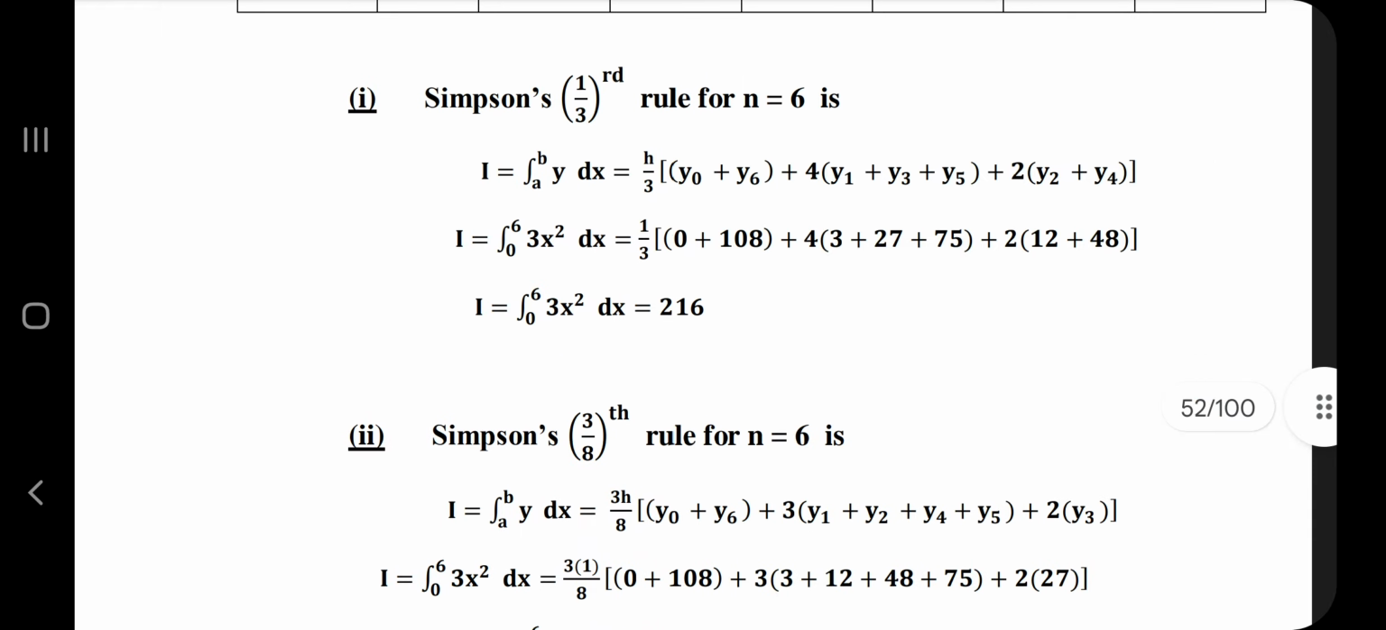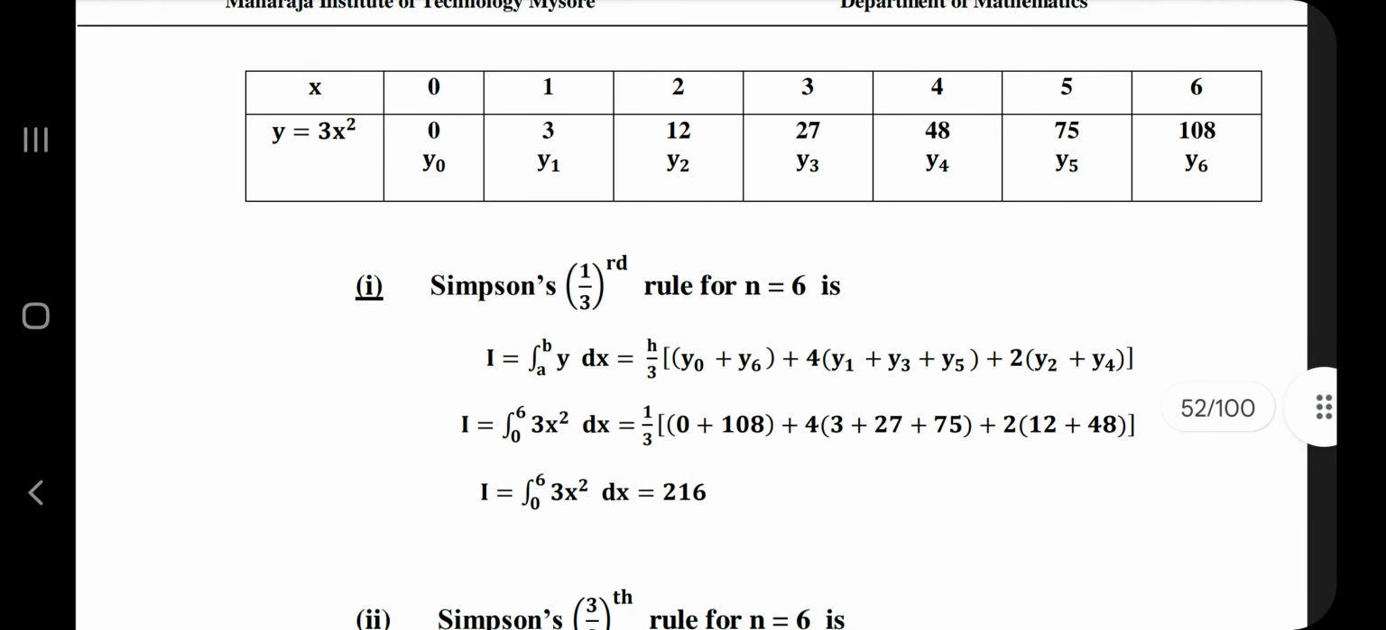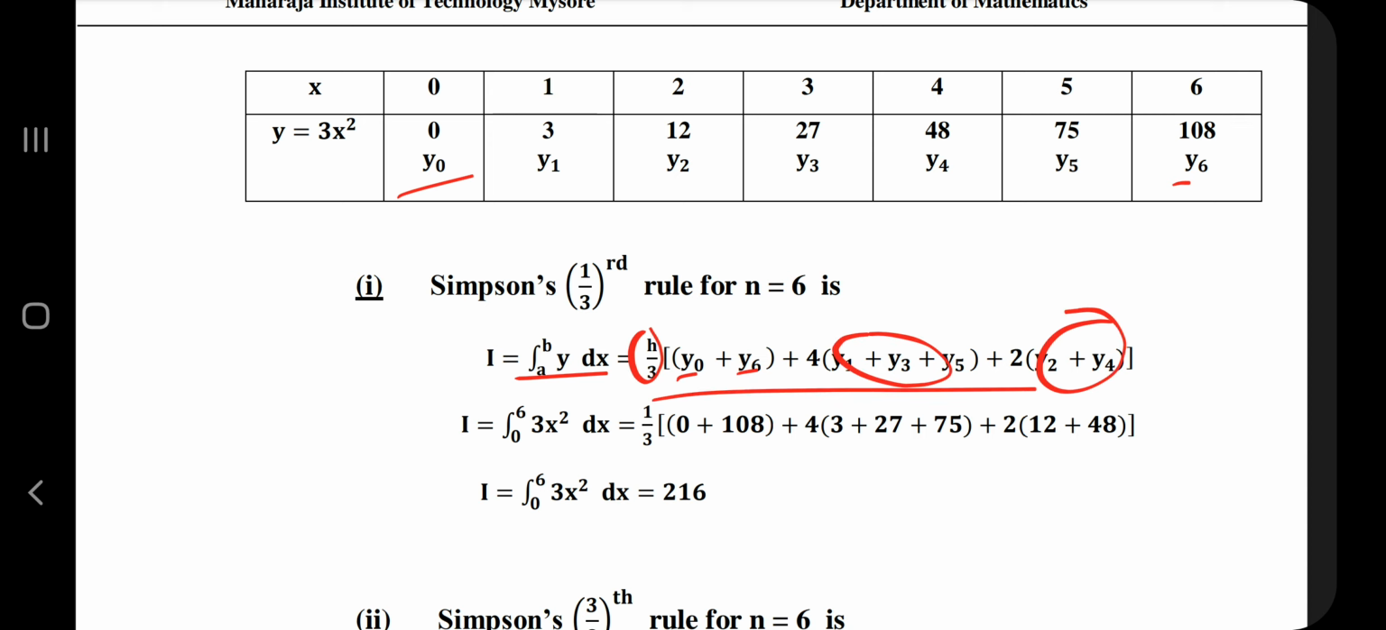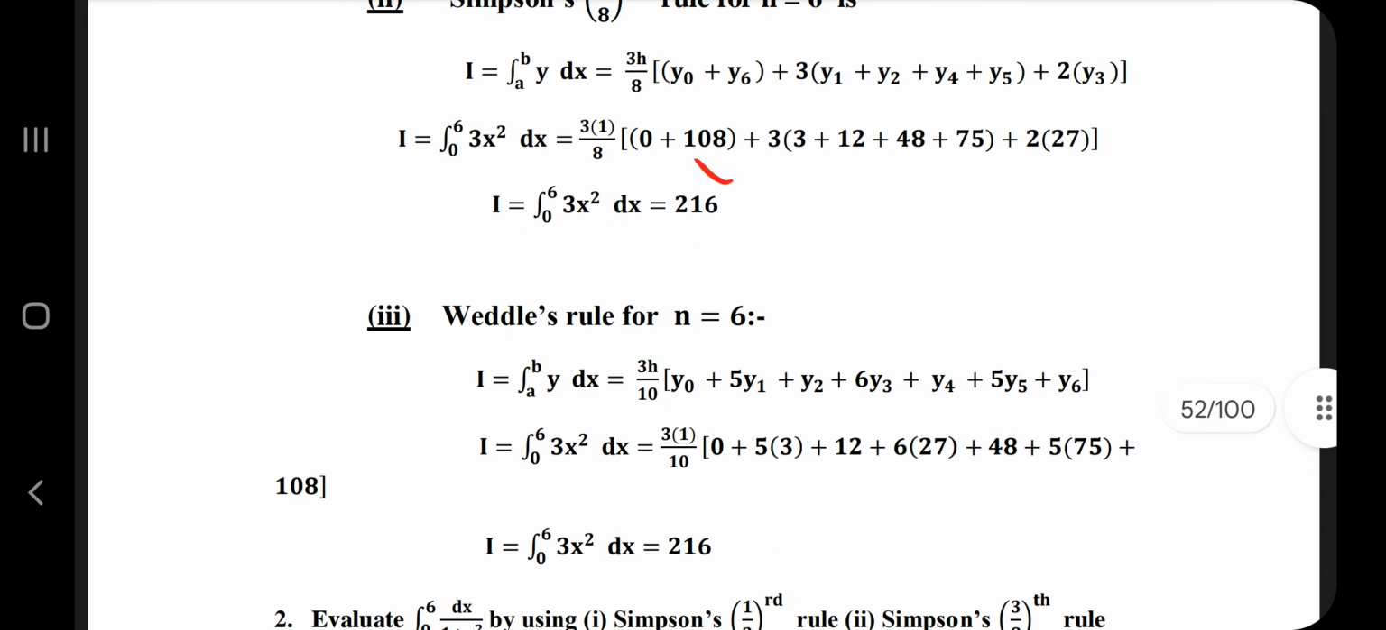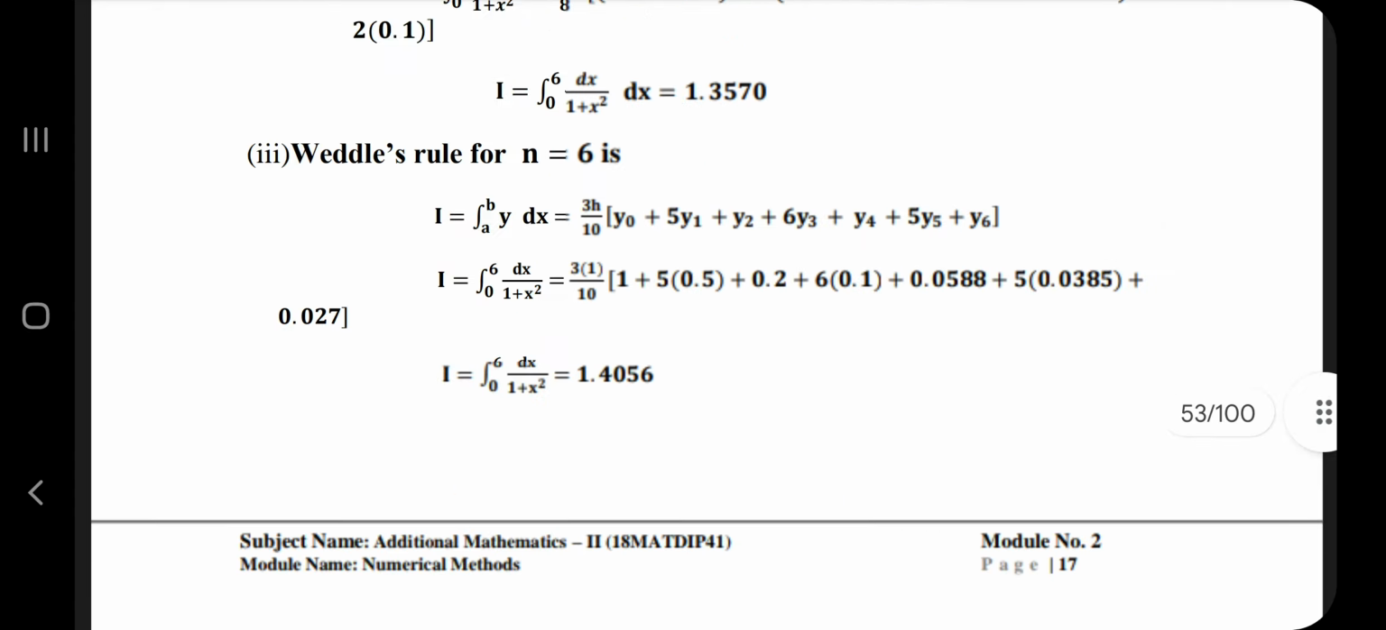After you have done that, apply the formula. The formula is very simple if you observe carefully. The equation given here is equal to h by 3. H we already calculated. Y naught and y6 you can see from this table and substitute, and here also you can do it, and the same goes for the next one and the next one as well. Only the formula differs, right? After 2 to 3 times, the formula will stay in your mind. Okay, so basically that's all there is.